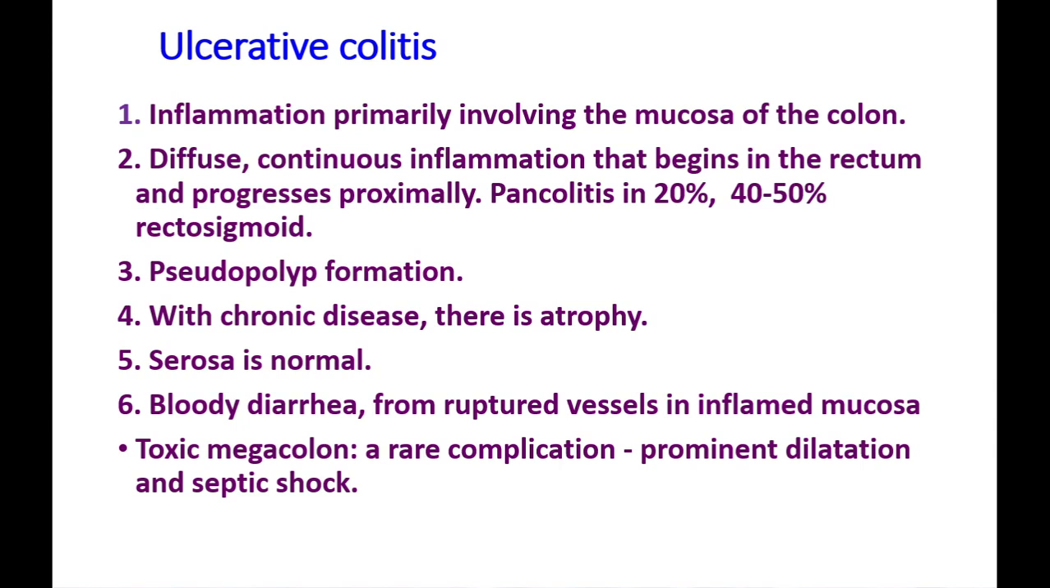Regarding ulcerative colitis, the inflammation is mainly involving the mucosa of the colon, mainly mucosal and submucosal, with diffuse, continuous inflammation that started in the rectum. So the rectum is involved in 100% of the cases, and the disease progresses proximally in a continuous, ascending pattern starting from the rectum, sigmoid colon, descending colon, transverse colon, and ascending colon.